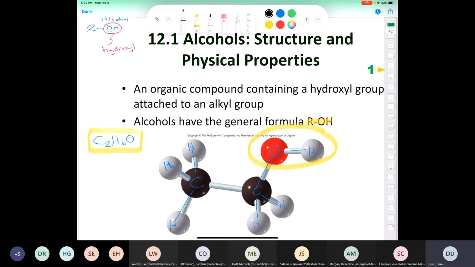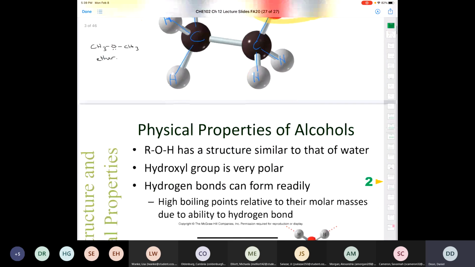If I connected them like this, with CH3, the oxygen in the middle, and another CH3 here, that's a constitutional isomer with the same molecular formula, but this would be an ether, and this is called dimethyl ether. Again, we'll look at ethers later on. So we're concerned with alcohols.